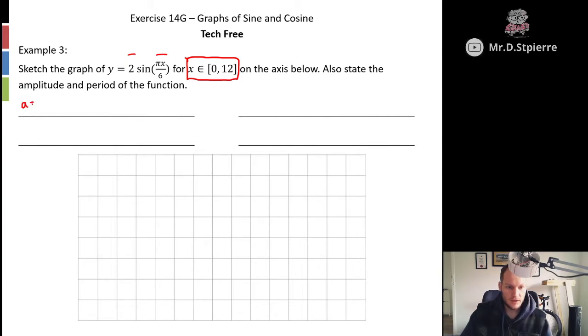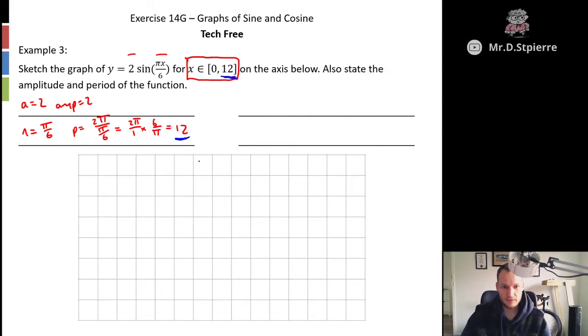Straight off we have a equals 2, so our amplitude is equal to 2. We have n equal to pi on 6, so our period is equal to 2 pi on pi on 6, which is 2 pi times 6 on pi, so it's equal to 12. In this case we were quite lucky that our period is 12, so we're just going to have one cycle again.